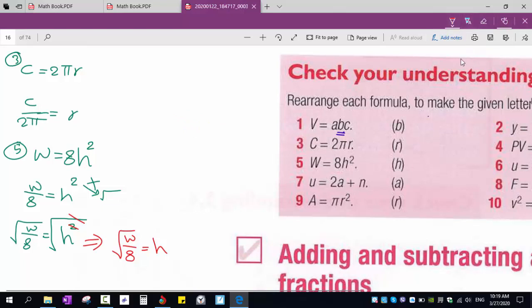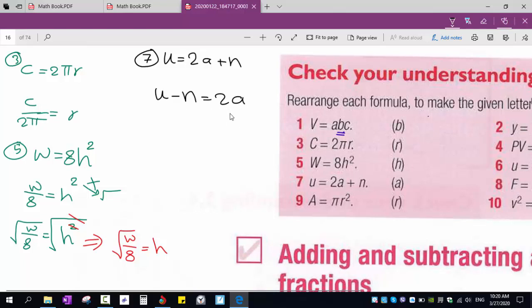Question 7. U is 2a plus n, so it's kind of similar to question 2. We need to have a as the subject. We get rid of this n first. It's positive, the relation between the n and the a is plus, so the opposite happens to the other side. U minus n is 2a.